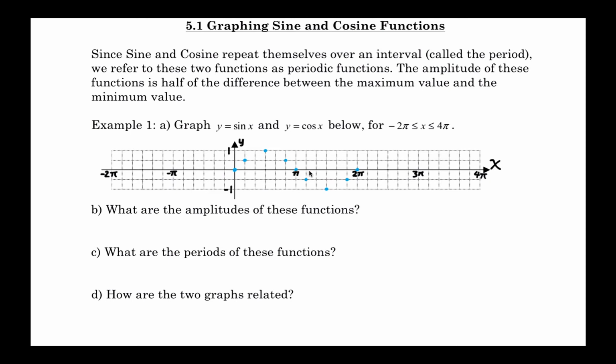The second half of the cycle, if you take the sine of 7 pi over 6, you get negative 0.5. The sine of 3 pi over 2, you get negative 1. The sine of 11 pi over 6, you get negative 0.5. And the sine of 2 pi, you get 0 again. And that completes one cycle. So now we can connect this all together with a nice smooth curve.